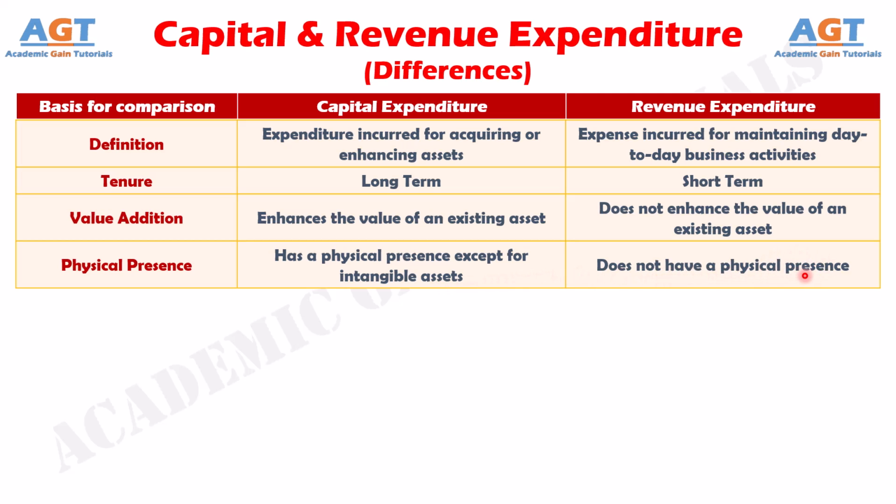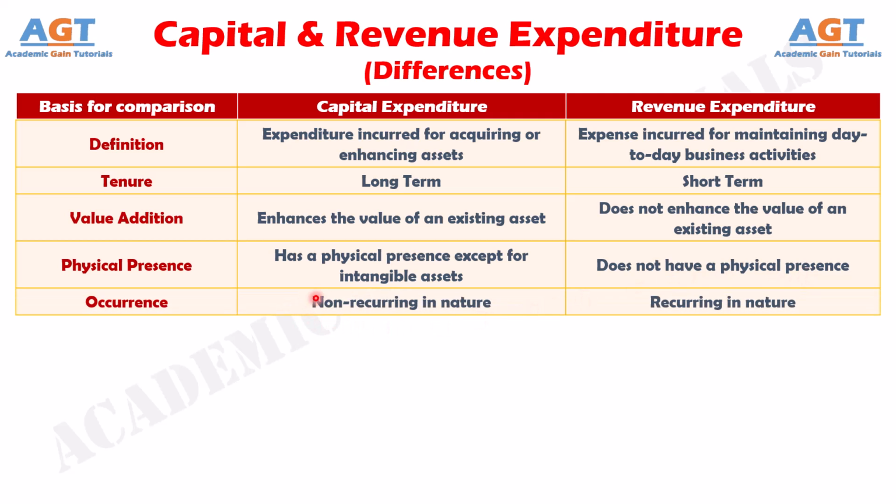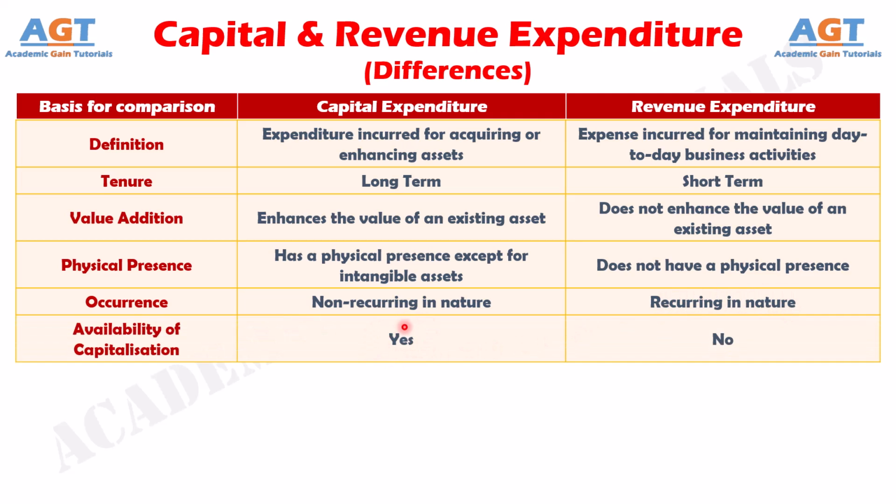Number 4, capital expenditure has a physical presence except for intangible assets, whereas revenue expenditure does not have a physical presence. Number 5, capital expenditure is non-recurring in nature, whereas revenue expenditure is recurring in nature. Number 6, capital expenditure can be capitalized, whereas revenue expenditure cannot be capitalized.